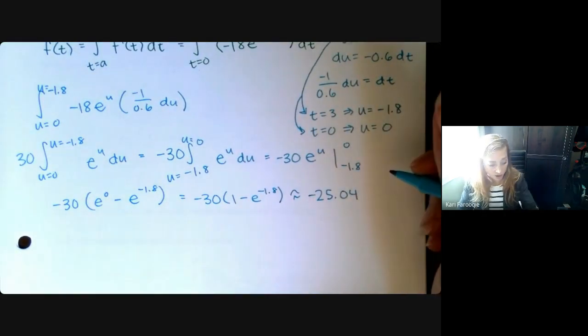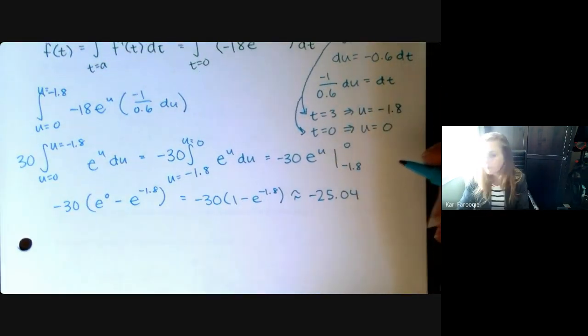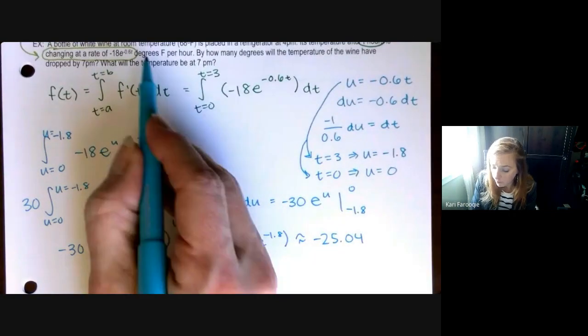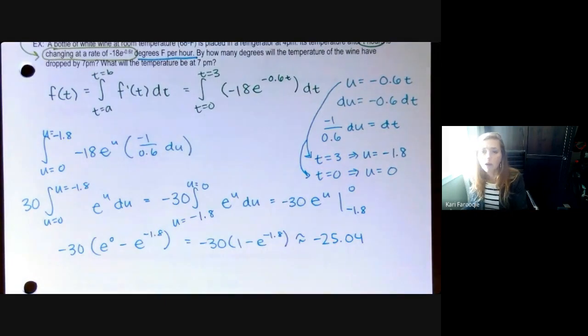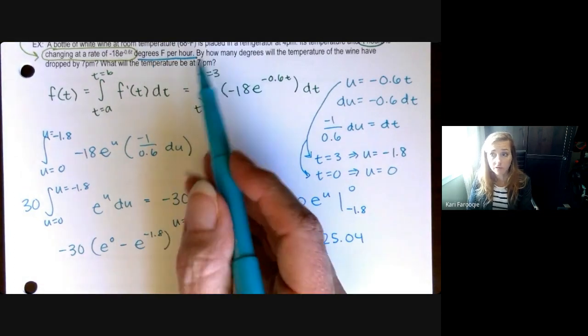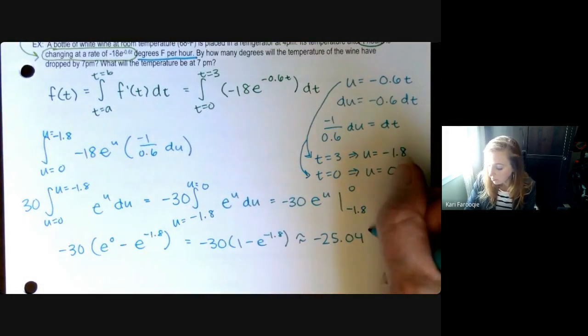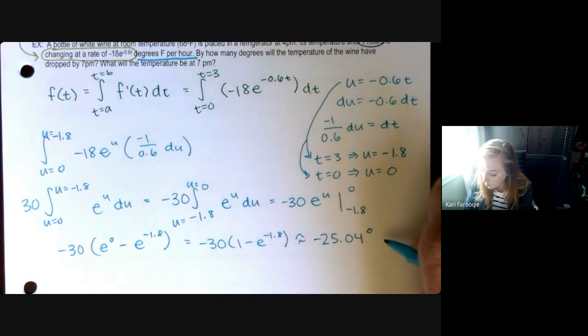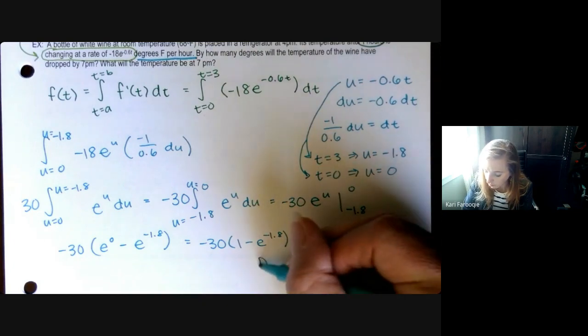Now let's talk about units here. You were given a rate of change of temperature in degrees per hour, so your rate of change was per unit time. When we went back up from the derivative to the original function, we're going back to degrees, not degrees per unit time. So our temperature changed by negative 25.04 degrees. This was a drop in temperature over 3 hours.